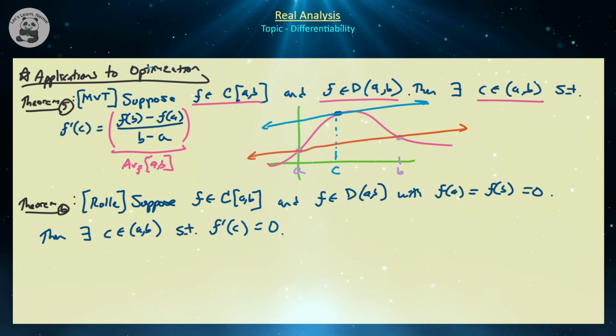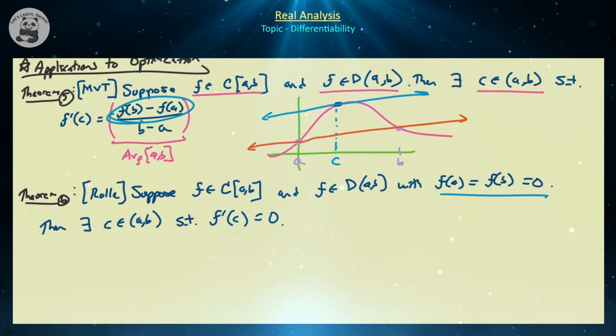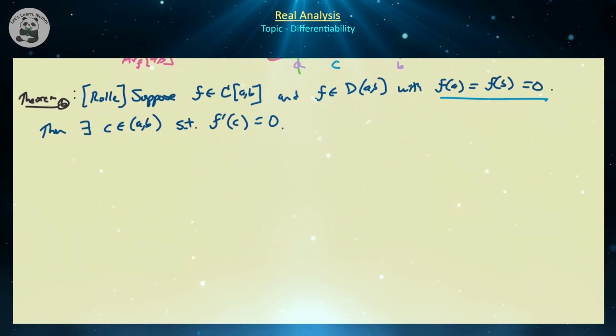A corollary of the mean value theorem, for example, if we let f of a and f of b equal 0, then the numerator of this is just going to give us 0 divided by b minus a to be equal to 0. So it states that if f of a and f of b are both equal to 0, then there exists a point c strictly between a and b such that f prime of c is equal to 0.